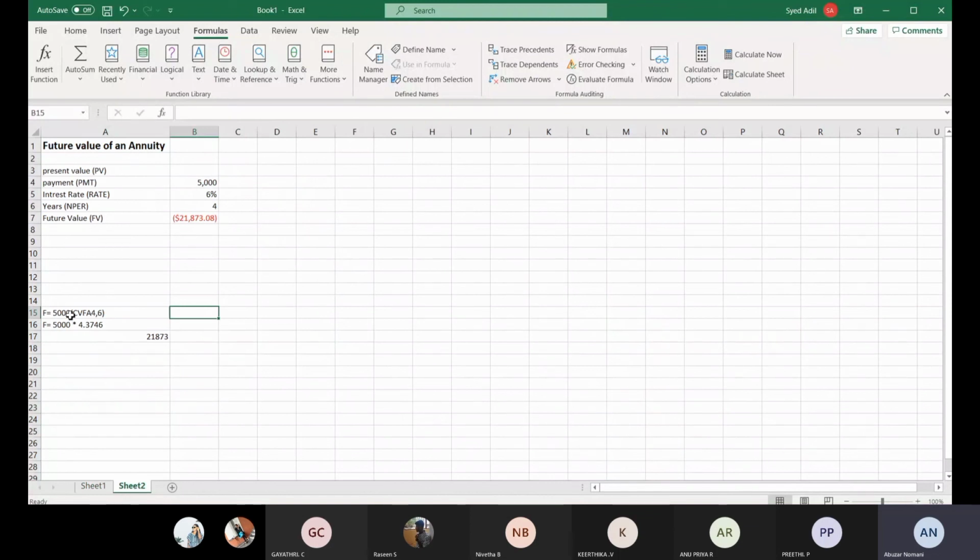If we see the table, A will be 5,000 because every year we are making a payment of 5,000. Then the compound value annuity factor for 4 years at a rate of 6%. Okay, so for 4 years at a rate of 6%, what will be the value? The value is 4.3746. Okay, so if we multiply 4.3746 with 5,000, then it will become 21,873.